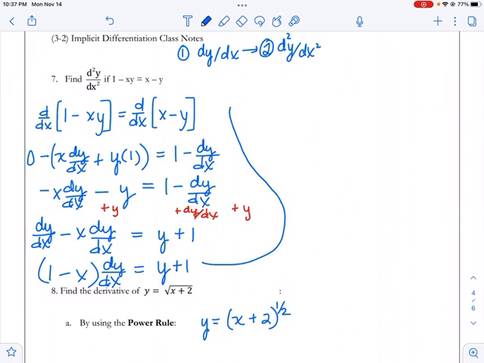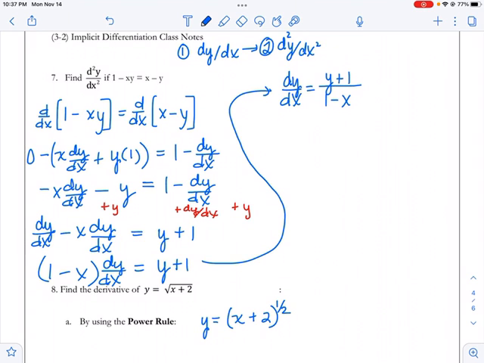So starting over here, we have our dy/dx, then easily, is divided by 1 minus x. So I get dy/dx is equal to y plus 1 over 1 minus x. And now I've got to get the second derivative. So I'm going to take the derivative with respect to x of both sides.